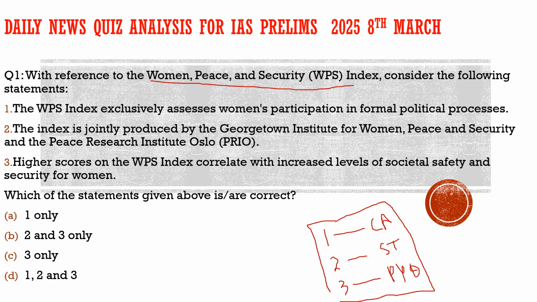Let's evaluate this question. Let's answer this question first. Let's get the information through this question, then we will go to the context of the question and discuss why we brought it here. The question says, with reference to the Women, Peace and Security Index, consider the following statements. The first statement: the Women, Peace and Security Index exclusively assesses women's participation in formal political processes.